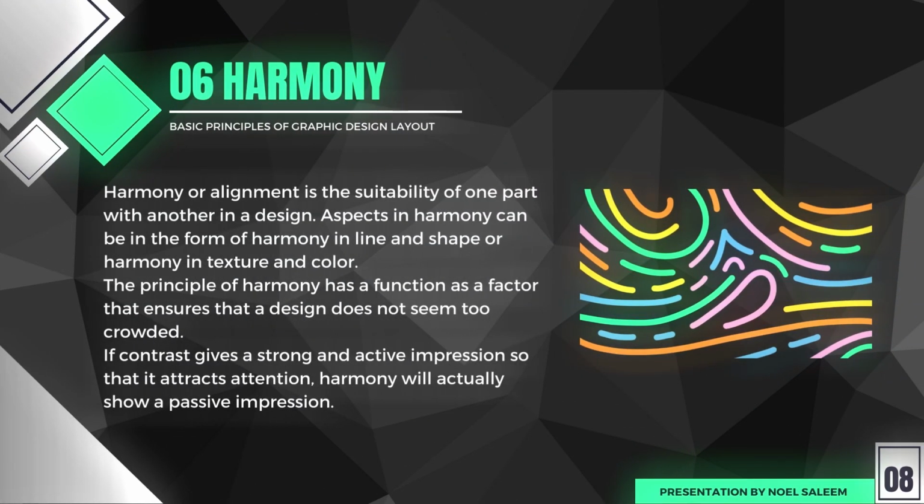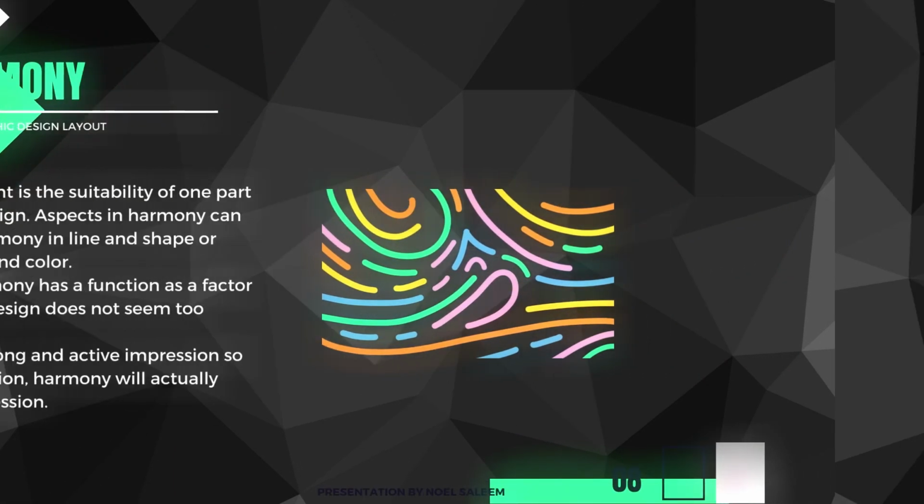Harmony. Harmony or alignment is the suitability of one part with another in a design. Aspects in harmony can be in the form of harmony in line and shape or harmony in texture and color. The principle of harmony has a function as a factor that ensures that a design does not seem too crowded. If contrast gives a strong and active impression so that it attracts attention, harmony will actually show a passive impression.